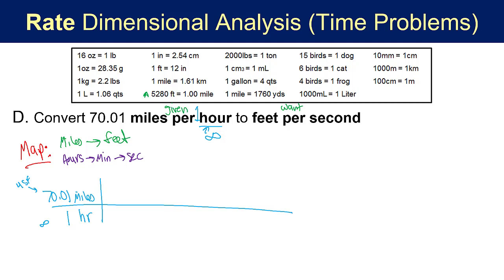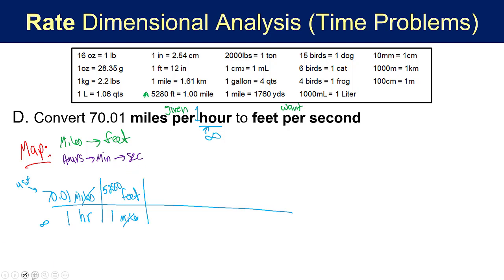What's going to cancel miles? Well, we know it's going to be miles. And since our map usually matches the windows in our T-chart, we are going to put feet here. Here is our equality, feet and miles. How many feet equals how many miles? We know 1 mile is 5,280 feet. Miles now cancel, and we're left with feet per hour. That's not what we want. We want feet per second. So that means we have to do the rest of this calculation.